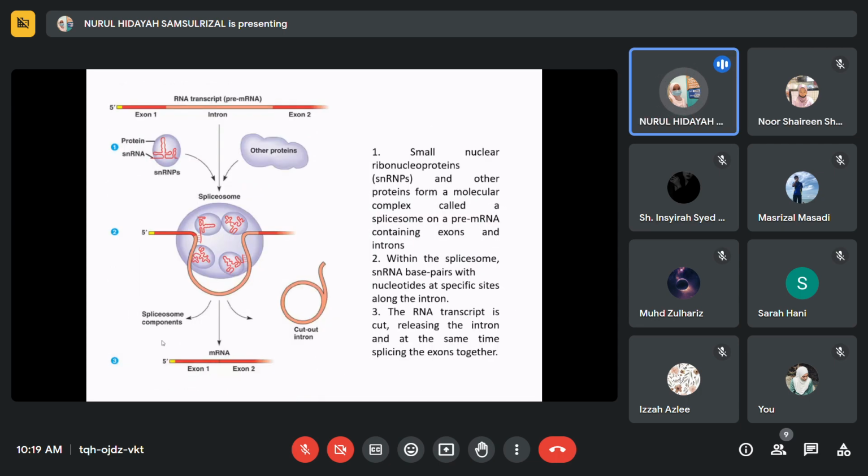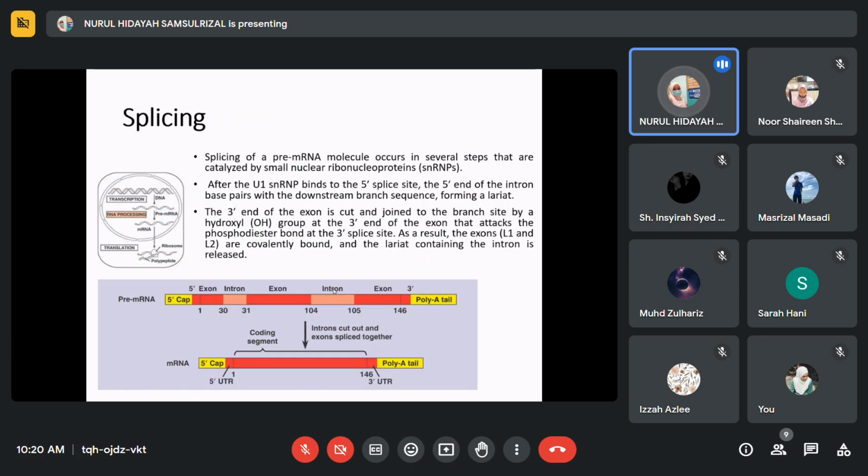Okay, so waktu dia dah hasilkan kita punya RNA, which we call as pre-mRNA, kita kenalah lakukan sikit spliceosome, ataupun proses splicing, yang ada kita namakan small nuclear ribonuclear proteins and other proteins from molecular complex that we call as a spliceosome, on the pre-mRNA containing the exon and the intron. So this is a spliceosome punya complex. Kat sini dia ada jenis macam-macam, ada proteins or snRNP, ataupun small nuclear ribonuclear proteins, so that they will join the exons together and cut out the introns. So this is the concept of the splicing of pre-mRNA molecule.